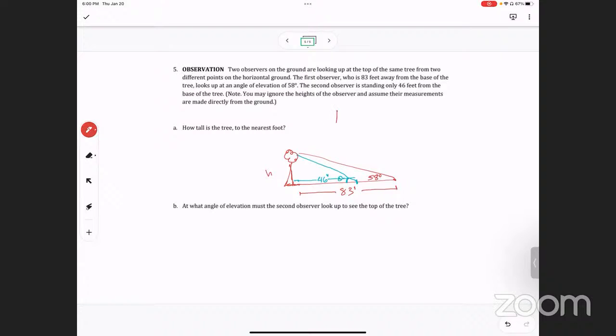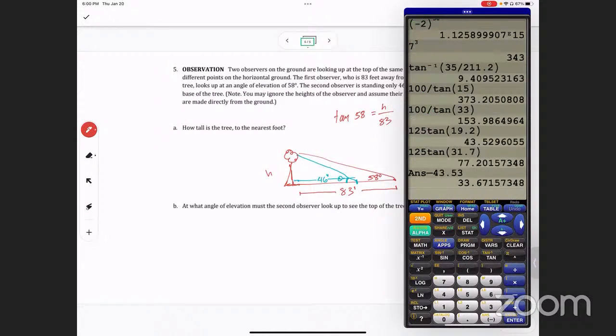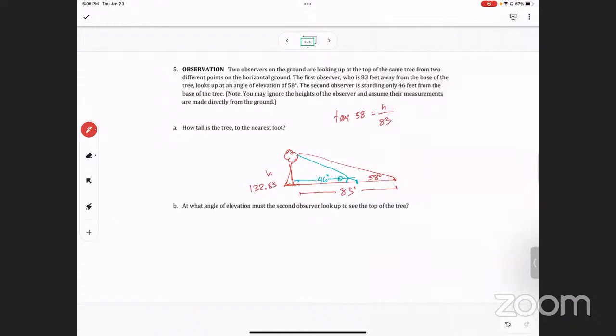Tangent of 58 equals h over 83 feet. So it's 83 times the tangent of 58, which is 132.83, let's say. Pretty tall tree. Very tall tree.